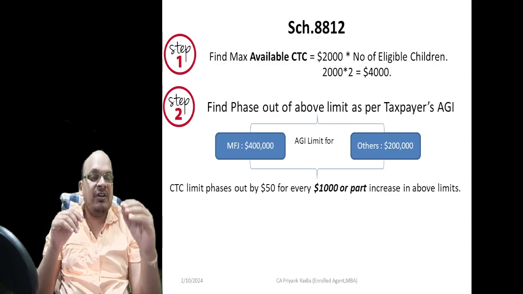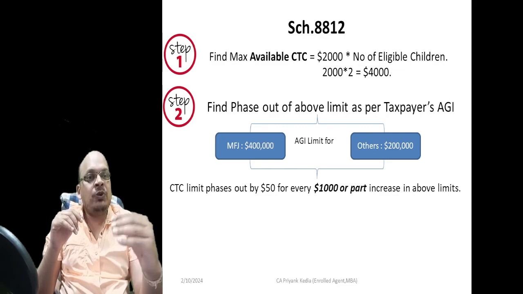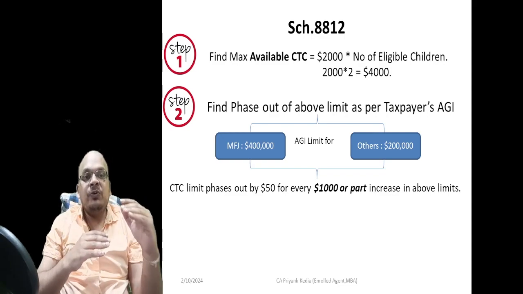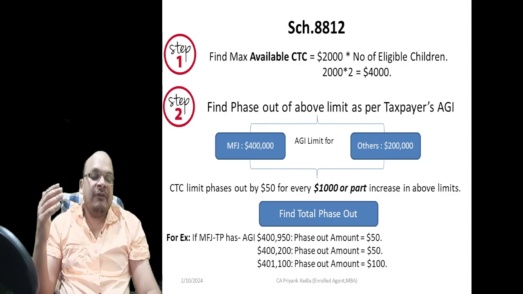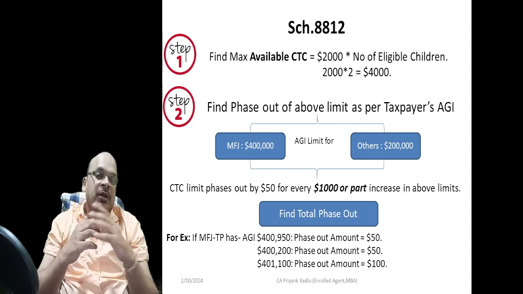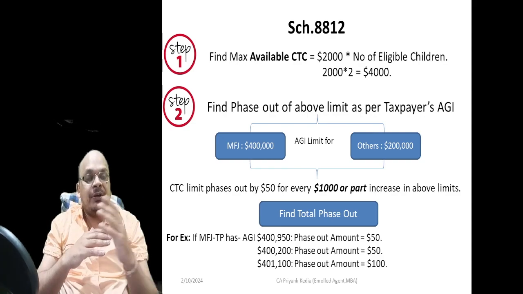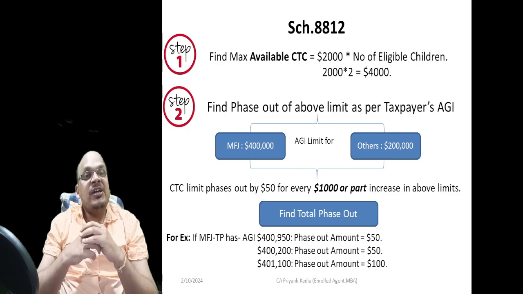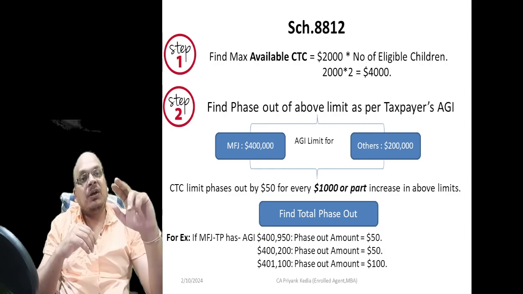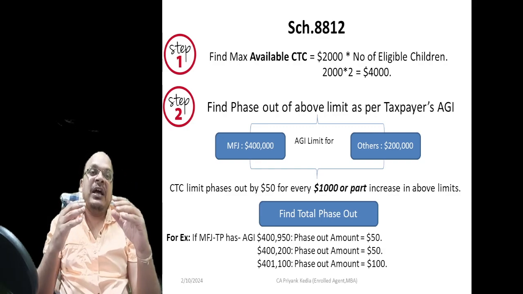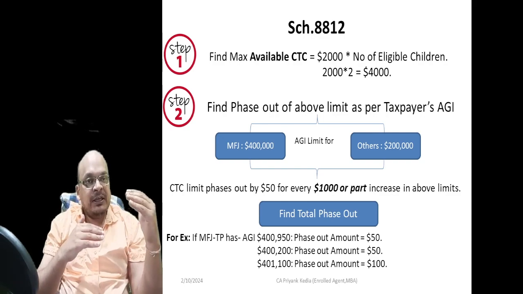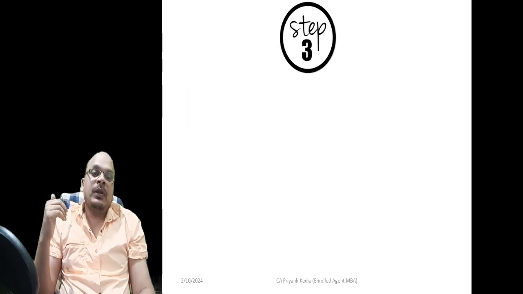$1,000 or part. So even if the taxpayer's income increases by, let's say, $200 beyond these limits, still his credit availability will reduce by $50 flat. You can have a look at the example. Similarly, if the AGI of the MFJ taxpayer is $401,100, you can see that the AGI exceeds completely by the first $1,000 and then $100 for the next $1,000. It's a part of the next $1,000. So similarly, you will have $50 into 2, that is a $100 reduction from the credit availability of the taxpayer. As simple as that, right?